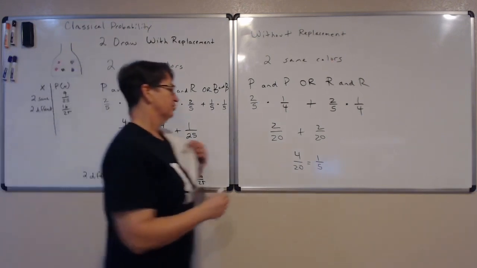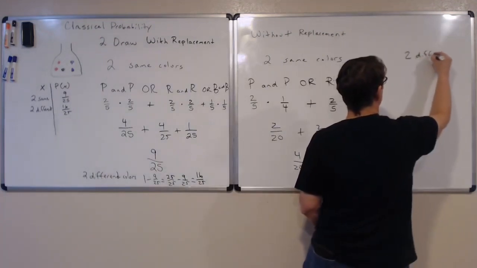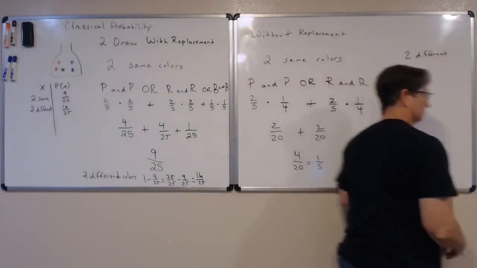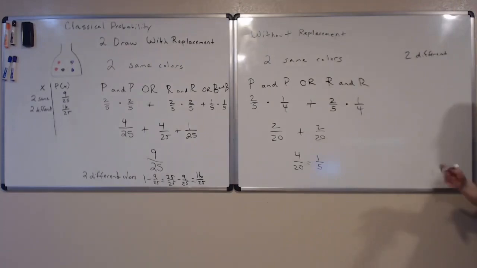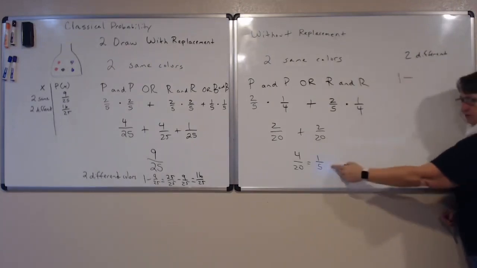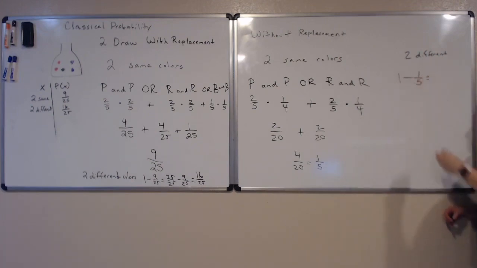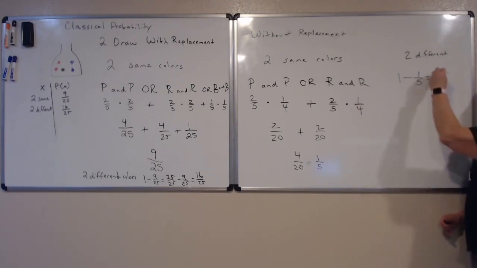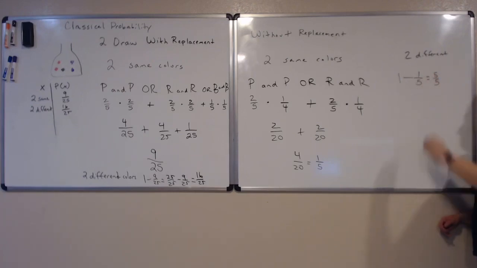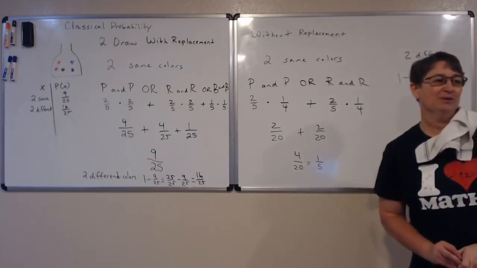Over here, two different, I can do the same thing. They're complements, so I can just subtract 1 minus the probability I got there. I'm going to turn that 1 into 5s. So 5 out of 5, not the complement meaning, yes, the complement meaning the opposite.